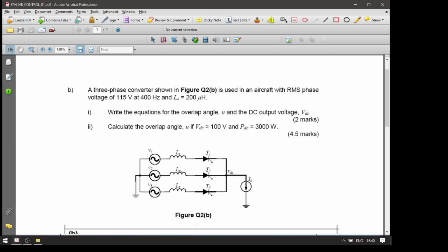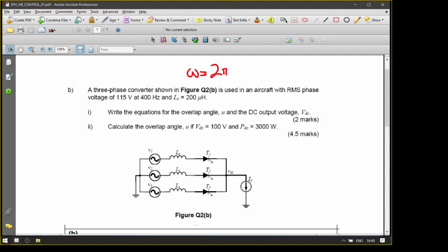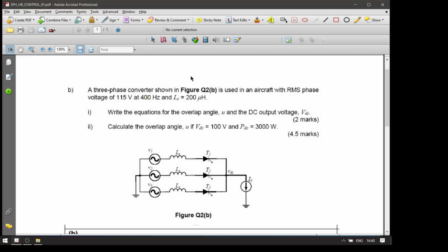LS equals 200 microhenry. So your omega now, you have to be careful. Omega is now 2 pi, it's no longer 50, but it's 400. Students usually make a mistake whereby they ignore this and still use the 50 hertz. No, it depends on the questions.